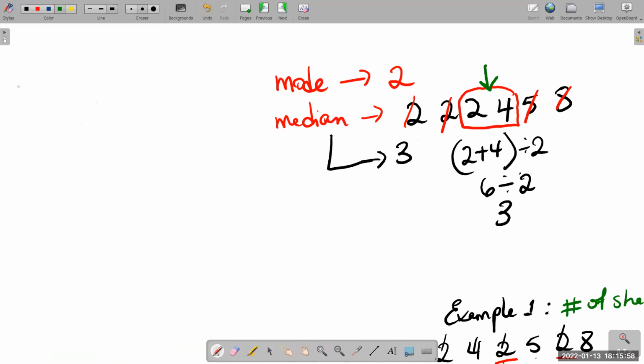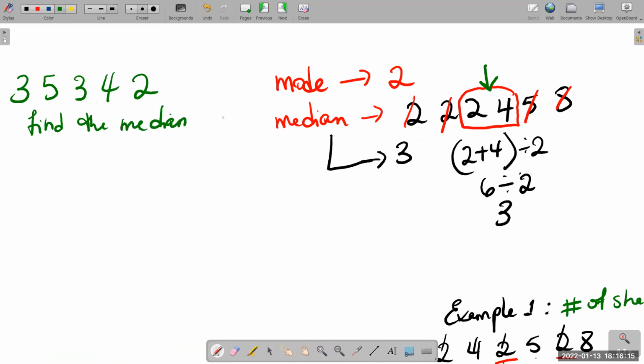So I'm going to give you a set of numbers again. 3, 5, 3, 4, 2. All right, so I asked you to find the median. Again, what would be my first step? Somebody, anybody. What would be the first step for us to find the median? Can I just go and look for the center number immediately? What must I do first?